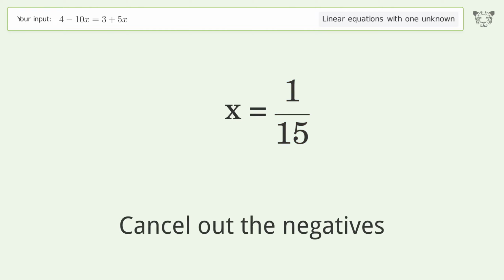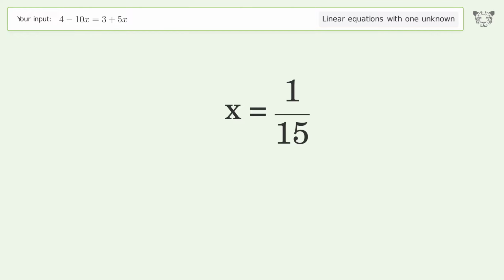And so the final result is x equals 1 over 15.